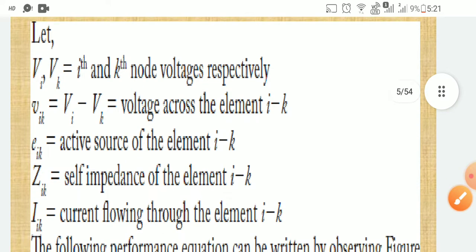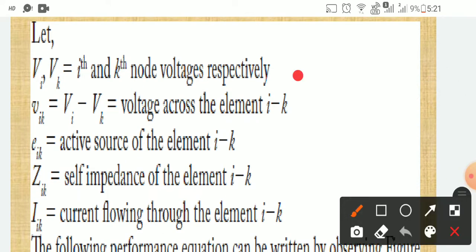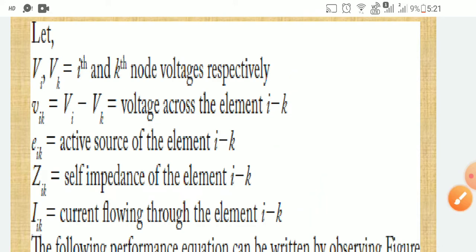Here V of i and V of k are the ith and kth node voltages respectively, and V of ik means the voltage across the element i to k. E of ik means the active source of the element i to k, Z of ik means the self impedance of the element ik, and I of ik means the current flowing through the element ik.